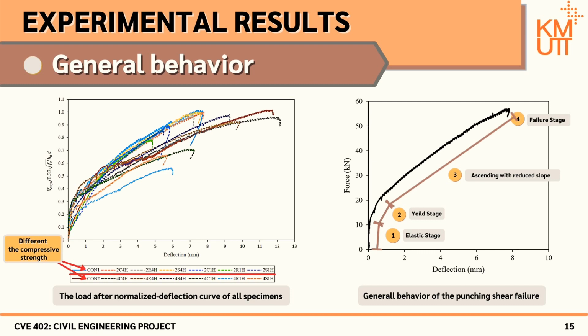Additionally, from the curve of all specimens, different states can be observed, as shown in the figure on the right-hand side. Firstly, it starts with a straight line. This state is called the elastic state.